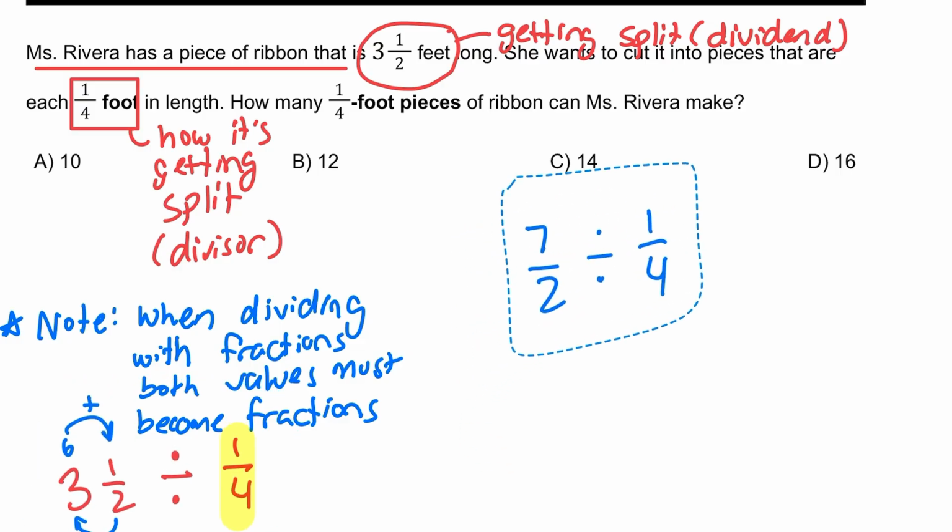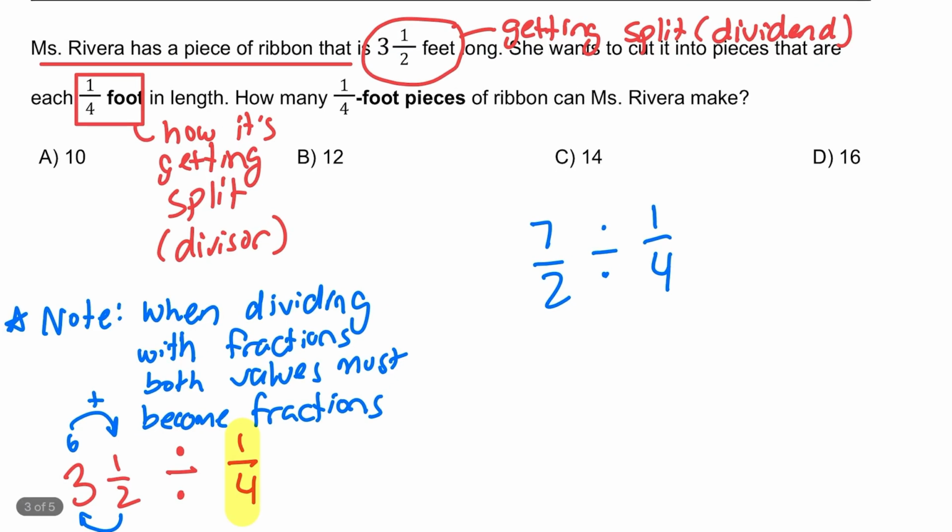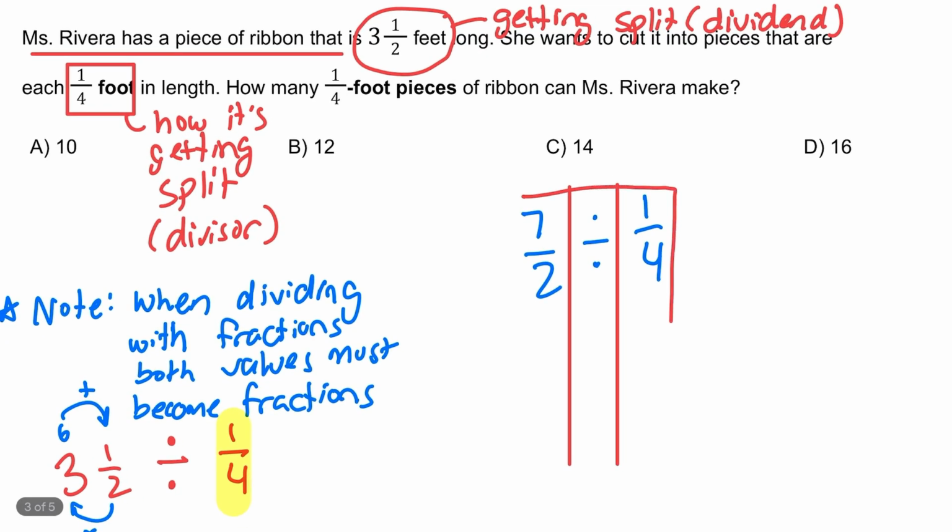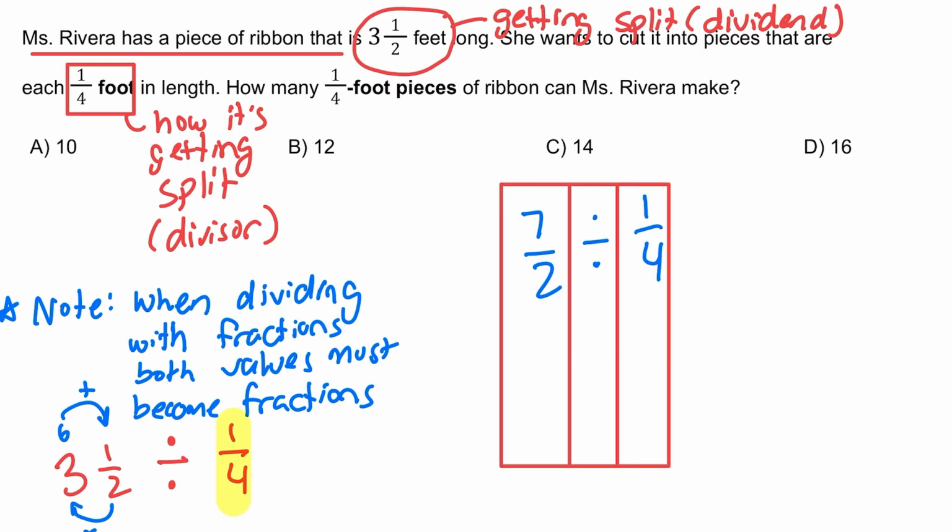Because now I want to make a KCF table. So I'm going to put lines down the division symbol. It doesn't have to be perfect. It just has to organize your work. Then we'll put our lines in the middle. And then we'll write our letters, KCF, which stands for keep, change, and flip.